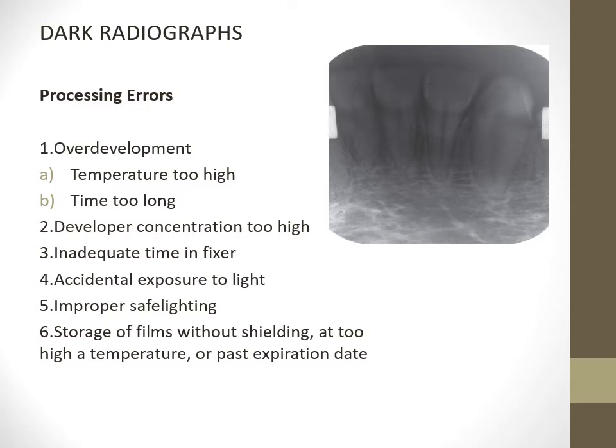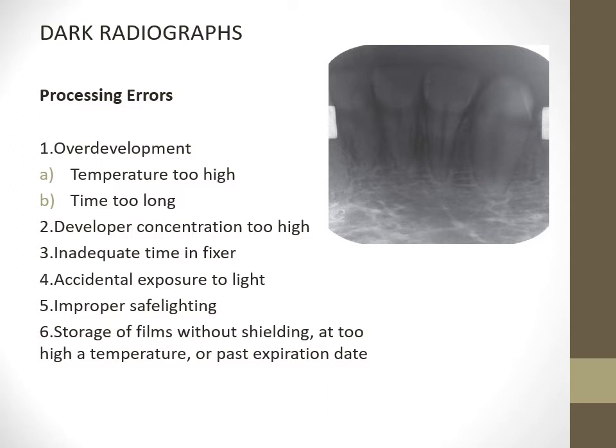Third one is inadequate time in the fixer. In case the film is not fixed properly, again we get a dark radiograph. Fourth reason is accidental exposure to light. If, while it is getting processed, you expose the film to light, it becomes a dark radiograph. Fifth is improper safe lighting, which could be due to various reasons. It could be due to opening of the door or opening of the ventilator, causing accidental exposure of the film to light. So accidental exposure to light causes a dark radiograph.